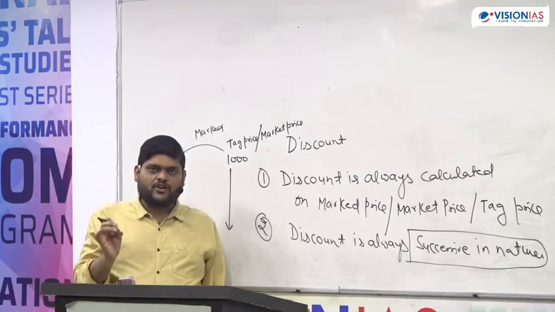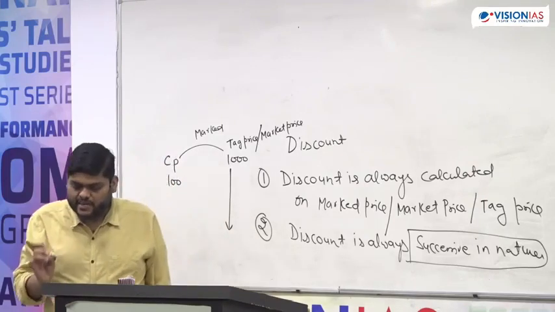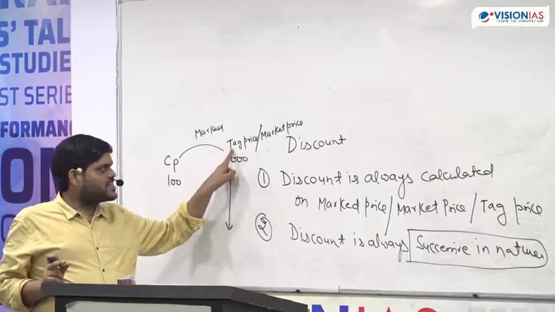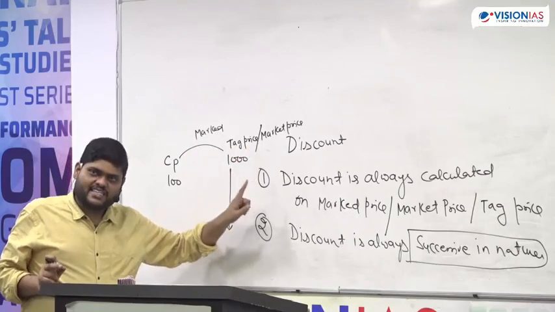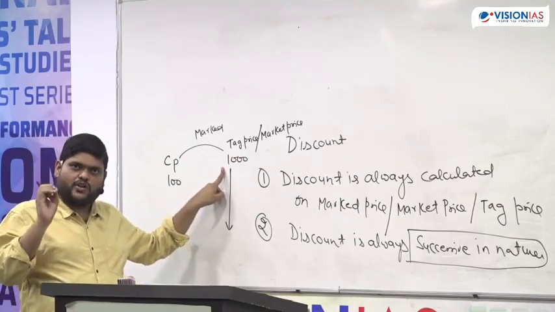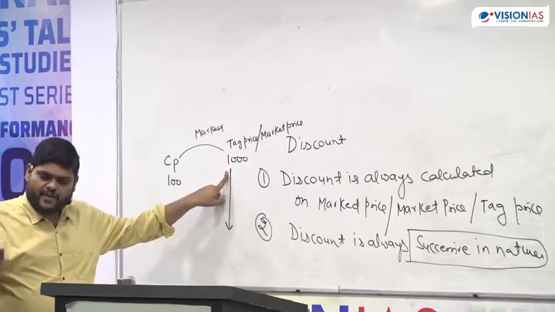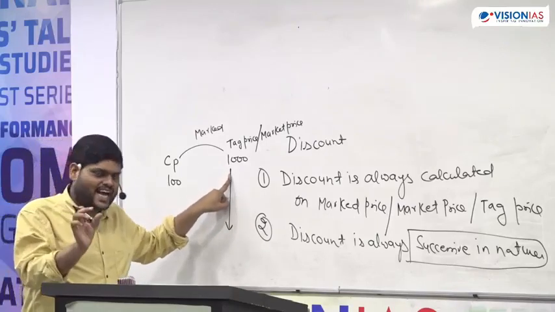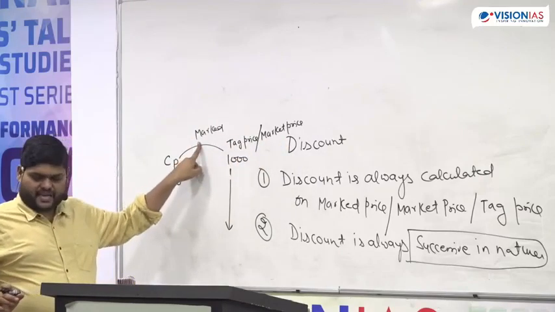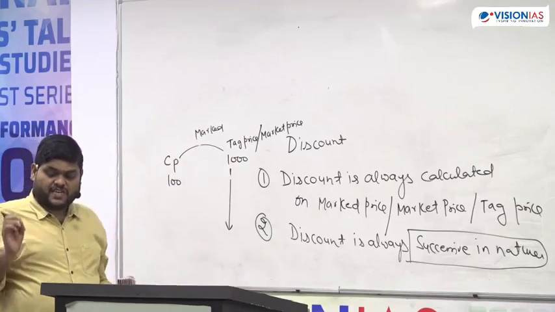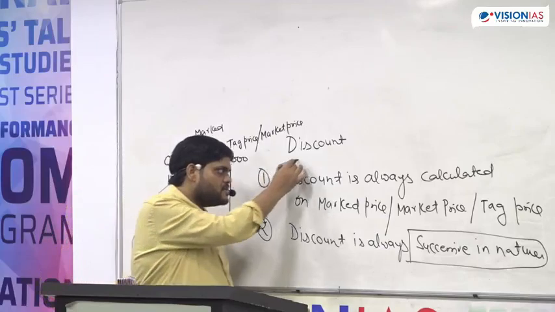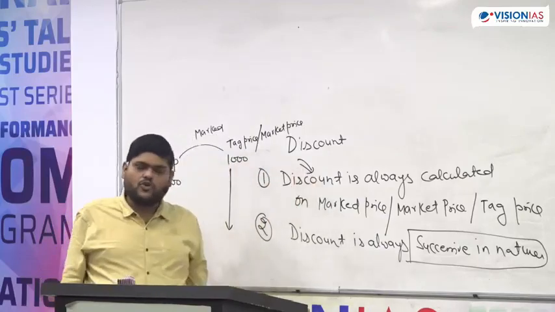Are you getting my point or not? I am repeating, tag price. What is tag price? Tag price is the price written on a tag of an article. You are going to buy anything, a tag will be there. The price on that tag is called the tag price or market price or mark price. Okay? So always discount will be given on this tag price. This is the first thing you have to understand.